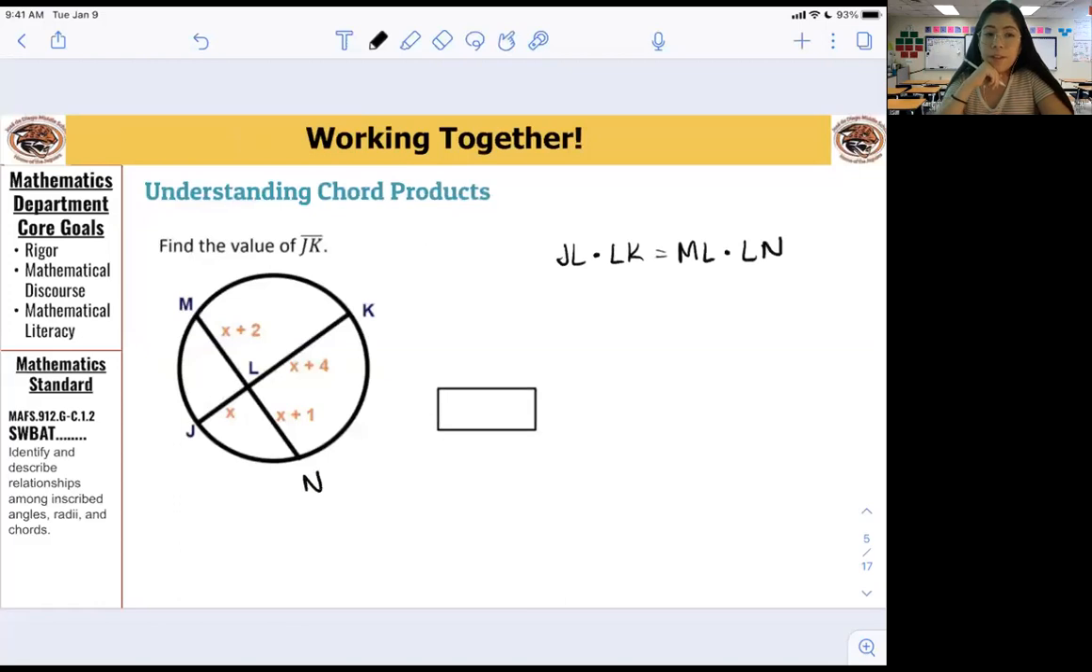Now I'm going to just fill everything in. So JL is x. LK is x plus 4. ML is x plus 2. And LN is x plus 1. So this should look pretty familiar if you're thinking about algebra. We're thinking of, in terms of algebra, what is something I'm going to have to do here?